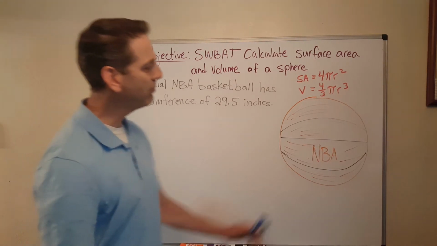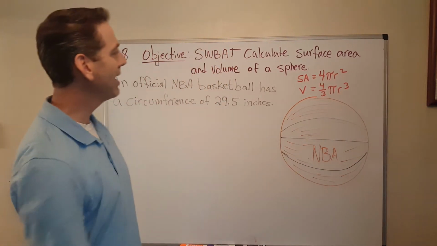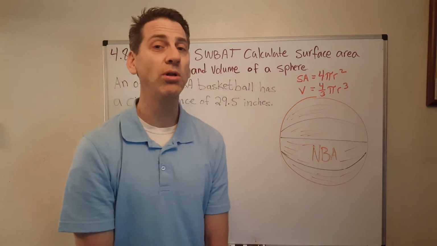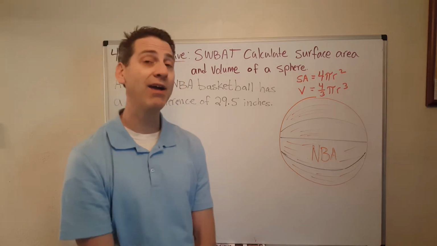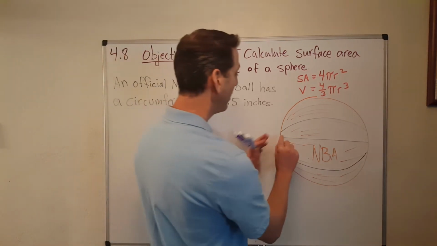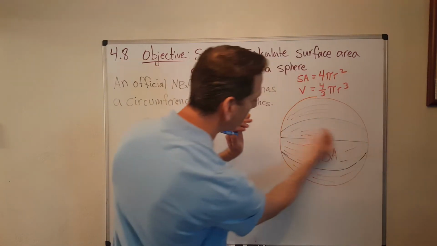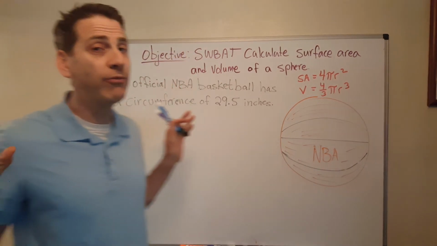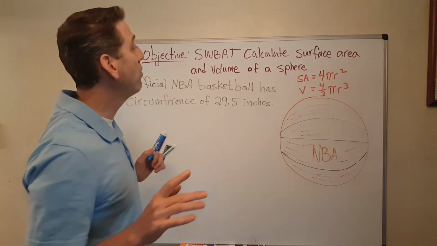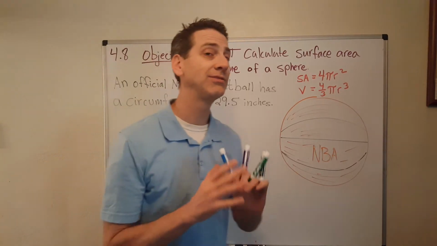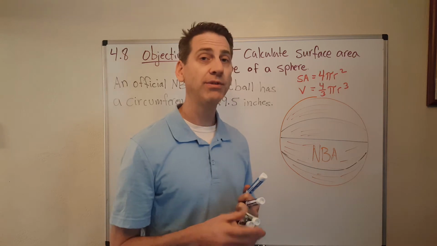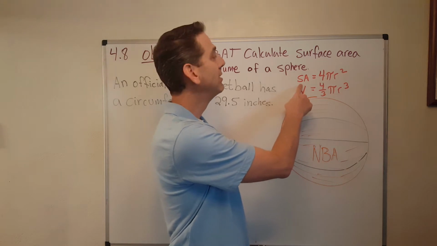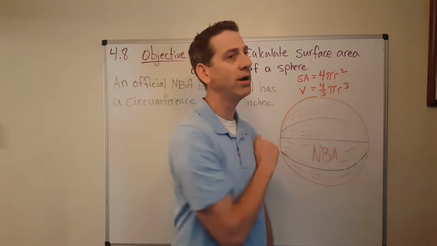All right, so we have an NBA basketball here. The circumference of an official NBA basketball is 29.5 inches. If you were to take a tape measure and go all the way around the middle part of the ball, that would be 29.5 inches. That's the only information they give us. They want to know, first of all, what is the surface area of this basketball? So I look at my formula. The surface area is 4 pi r squared.